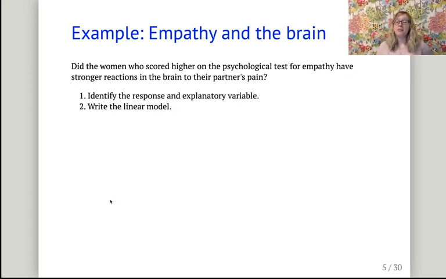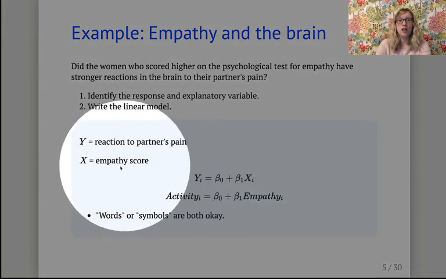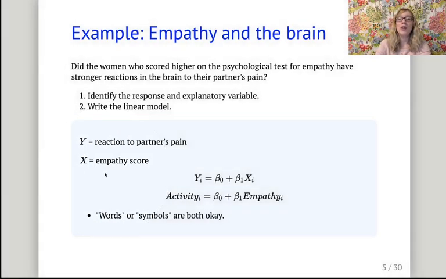So let's start by writing the response, the explanatory variable, and the linear model. So our response variable is the reaction to the partner's pain. We think that we'll be able to explain any changes in that based on the empathy score. So that is our x.